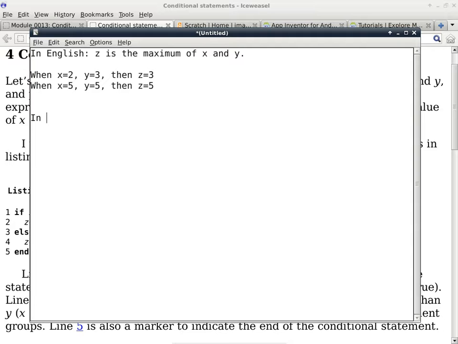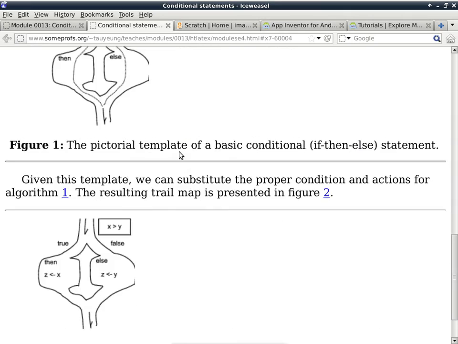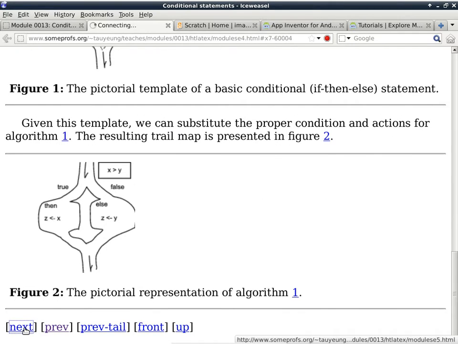In math, how do we express z being the maximum of x and y? I just want you to think about it. I don't need you to give me the exact answer at this point because this will come back a little bit later. We'll try to answer this question later, for a very important reason. All right, so this is basically the conditional statement.